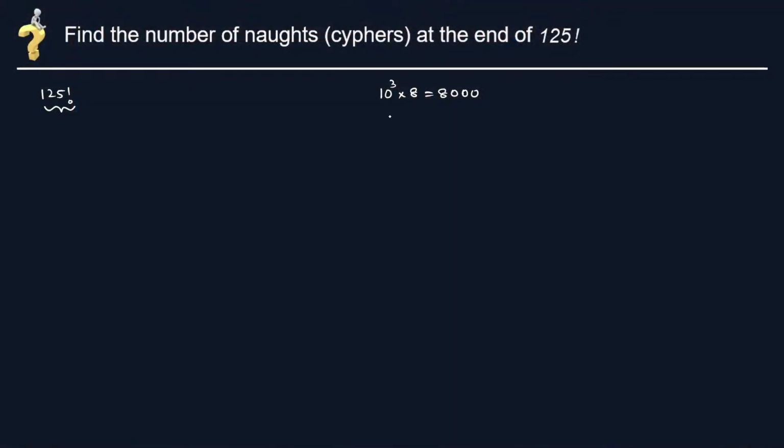One thing I can use, the common logic, is that 10 is written as 2 into 5. If we know the exponent of 2 and the exponent of 5, because 2 and 5 are both prime numbers, then we can find the exponent of 2 and the exponent of 5 in 125 factorial. The moment you know this, you can easily predict the exponent of 10, which in turn will tell us how many ciphers are there at the end of this number.